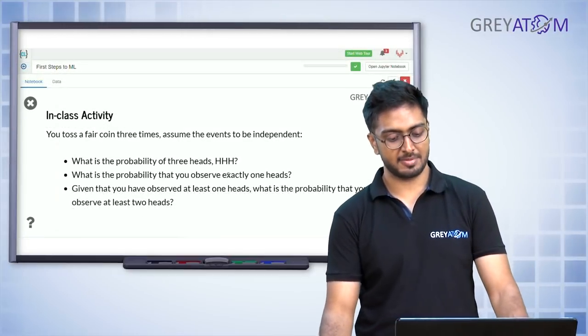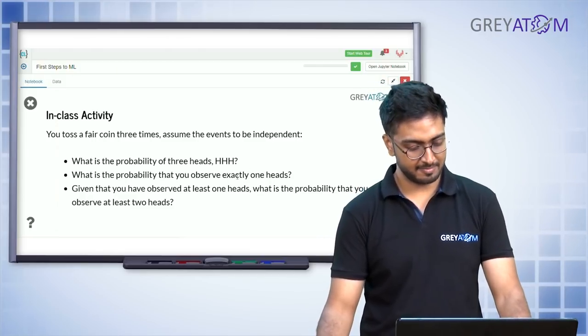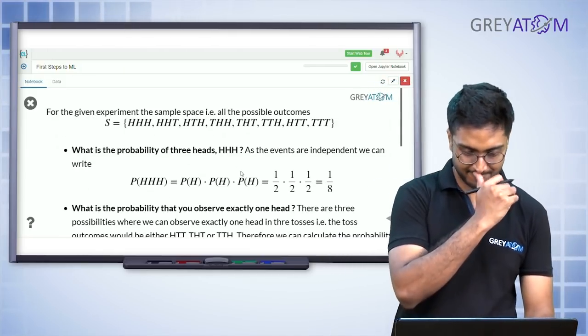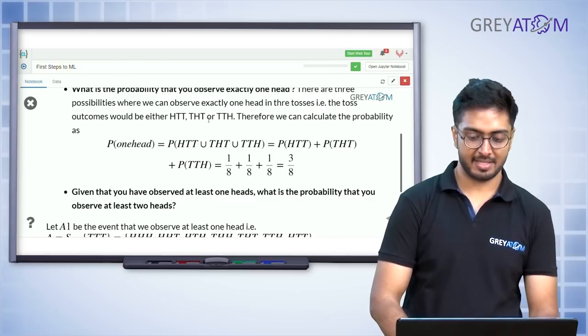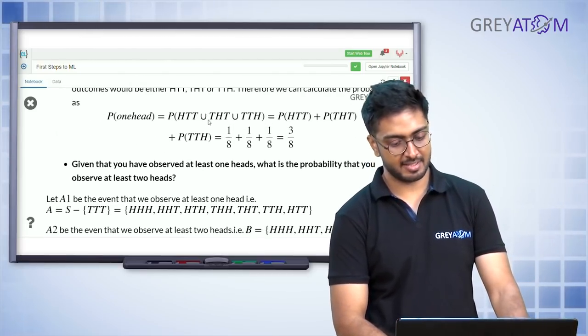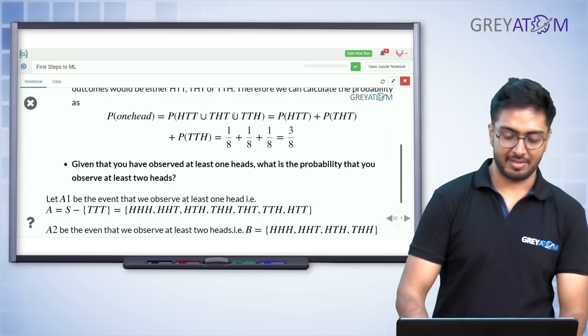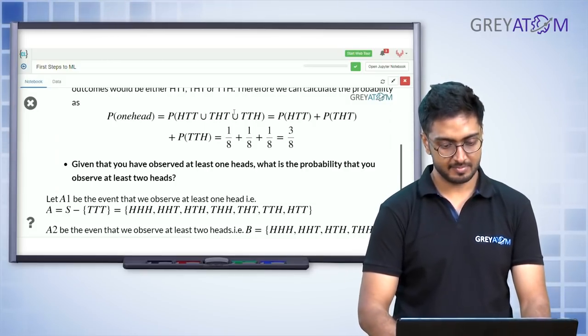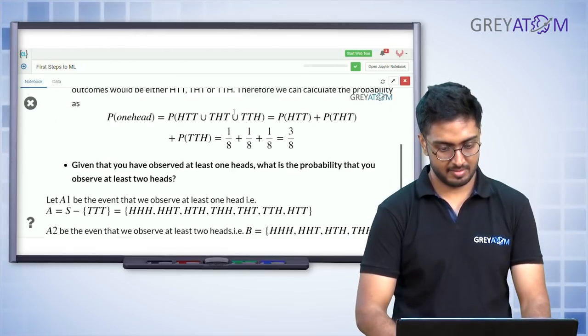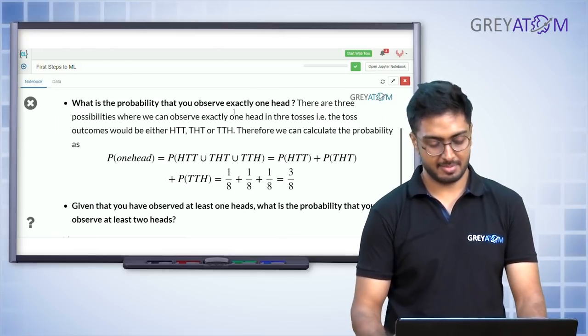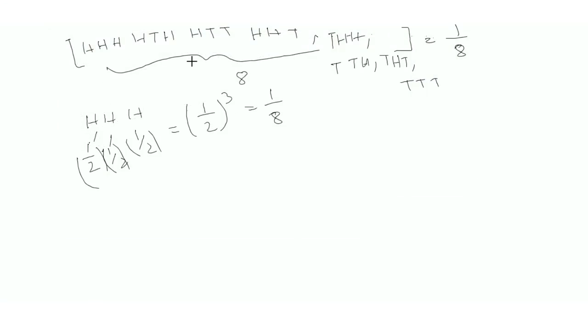Now, what is the probability that you observe exactly one head, right? Exactly one head is basically this, this, and this. So there are three possible outcomes where we see exactly one head.